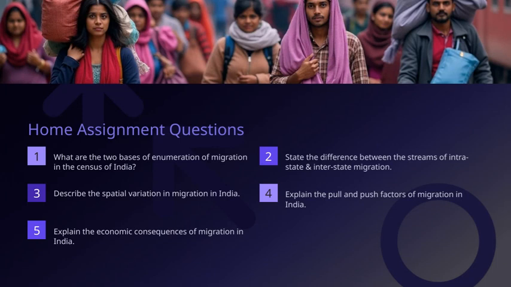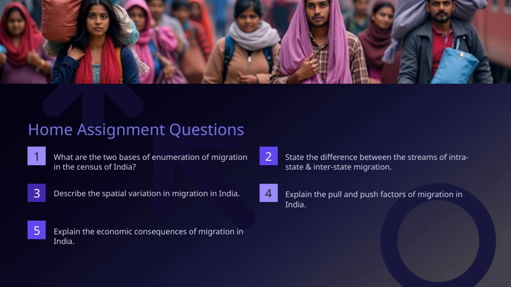First, the pull and push factors of migration in India. Pull factors are the attractions that draw people to certain areas, such as better job opportunities, education, or healthcare. Push factors, on the other hand, are reasons that compel people to leave their current location, like poverty, lack of employment, or environmental issues. Understanding these helps us see why migration happens and how it shapes our society.